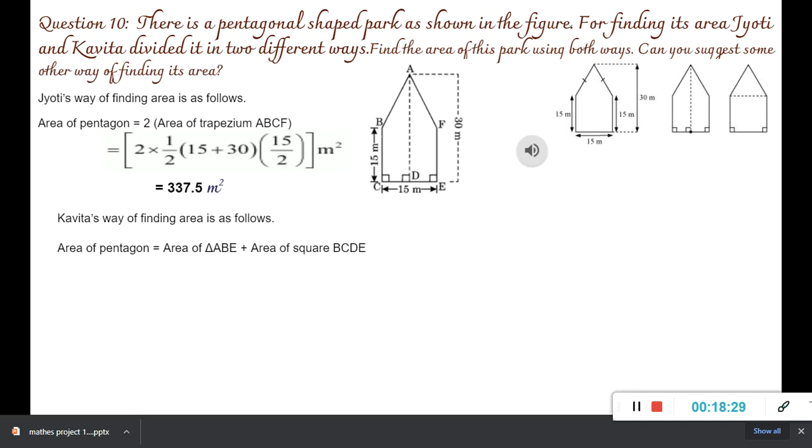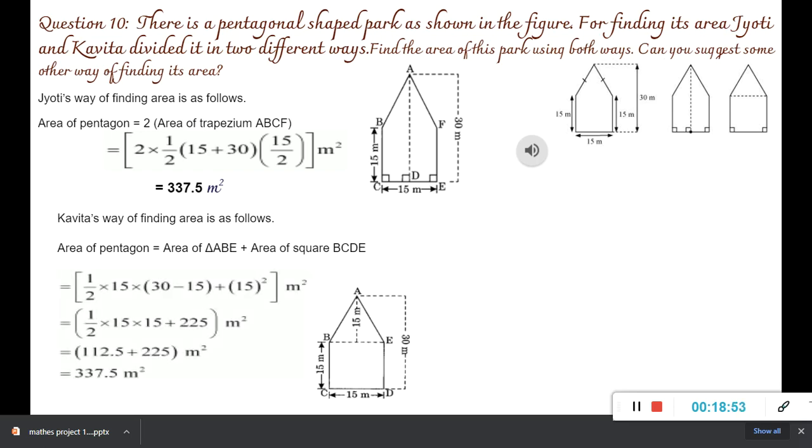Now let's see how Kavita has divided this pentagonal shaped park. Kavita has taken the top part as a triangle and the bottom part as a square. So the area of the pentagon is the area of triangle ABE plus the area of square BCDE. Area of triangle is half into base into height. Here the height would be 30 minus 15, that is 15. Plus the area of the square, the square has a 15 meter side, so 15 square.